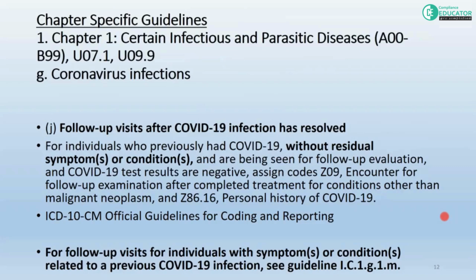We have a lot of information about COVID visits and what exactly we should be doing. So the first we see is a follow-up visit after COVID has resolved. So we have patients that come in that have previously had COVID. They don't have any signs or symptoms. They're being seen for a follow-up evaluation and have a negative test. And so we have specific coding guidelines to use that code. And then it reminds us that if we have individuals that have symptoms, we're going to a different guideline.